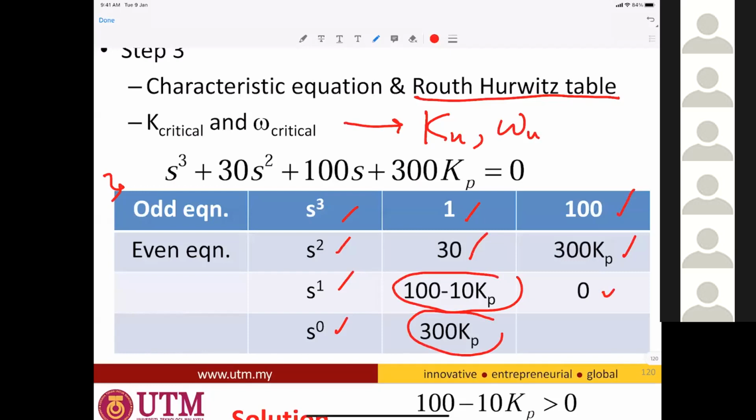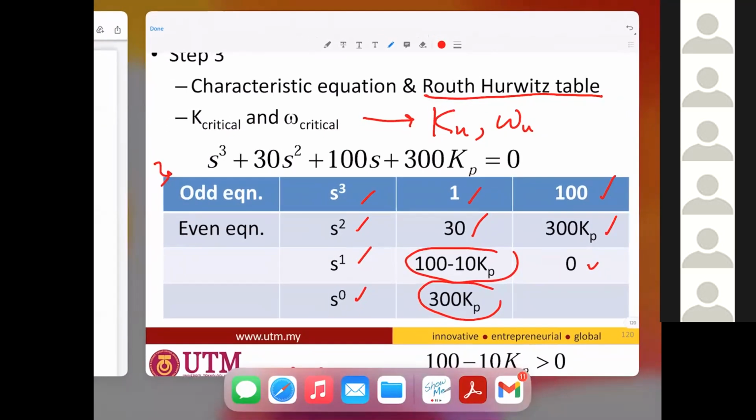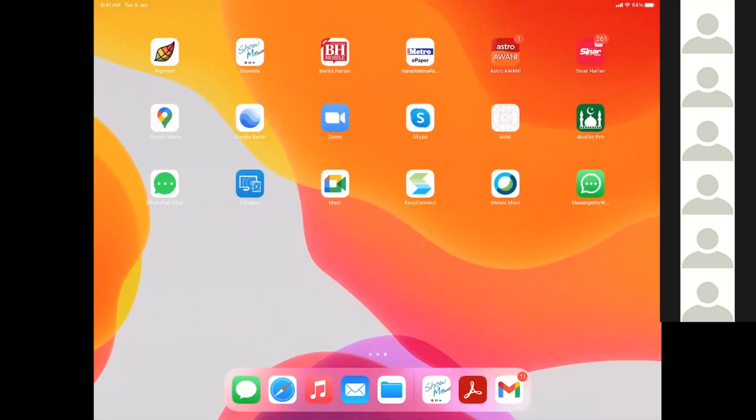Doctor, how do we come out with the value for S to the power of 1? Good question, but actually that question is a basic question. How do we find 100 minus 10 Kp?